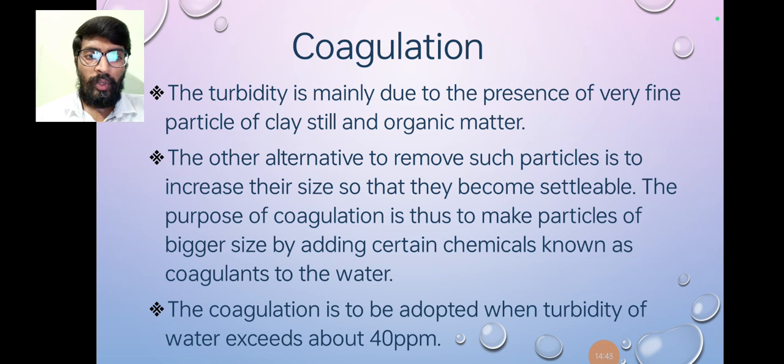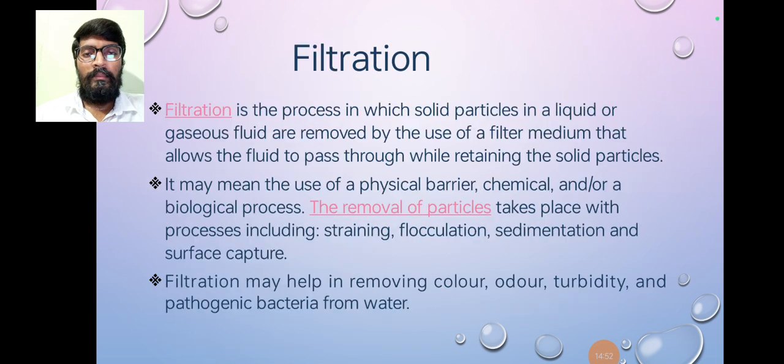So when a chemical is added to the water, it is called a coagulant, and this process is called the coagulation process. This coagulation process is adopted when the turbidity of the water exceeds about 40 ppm or mg per liter.